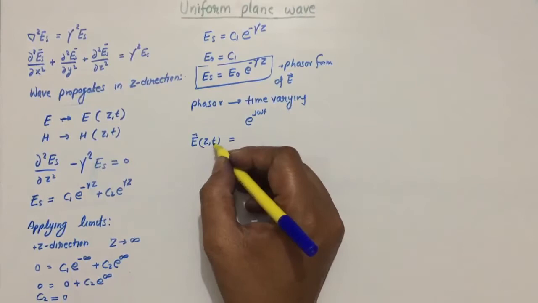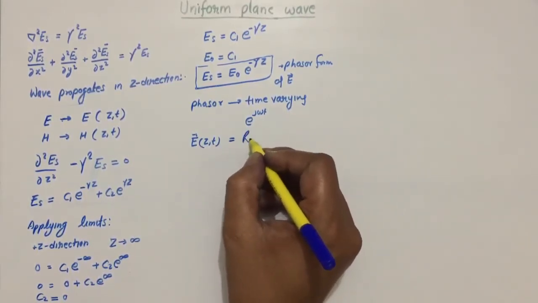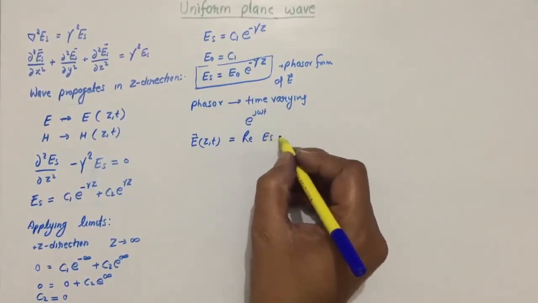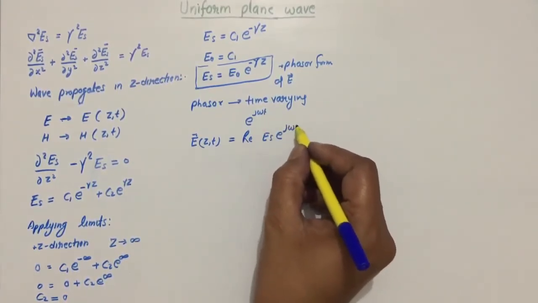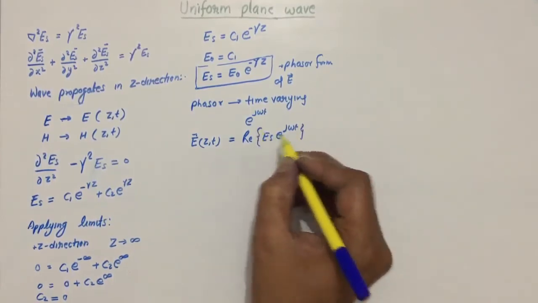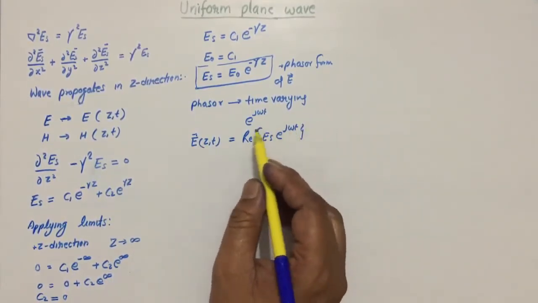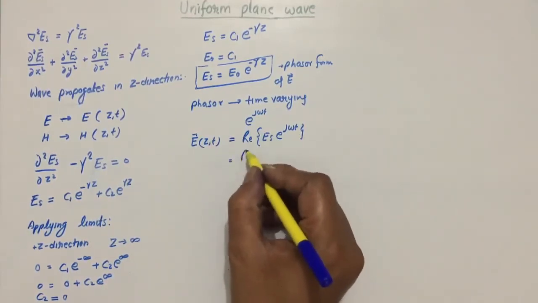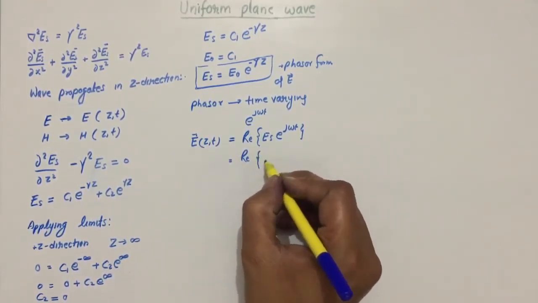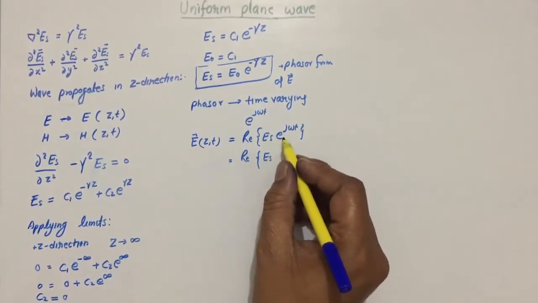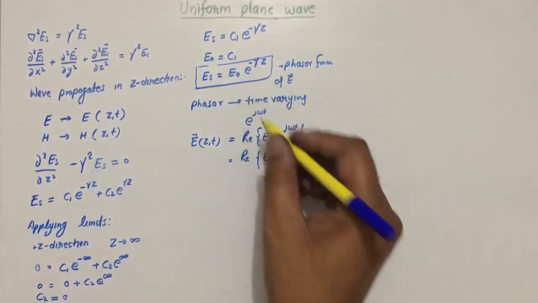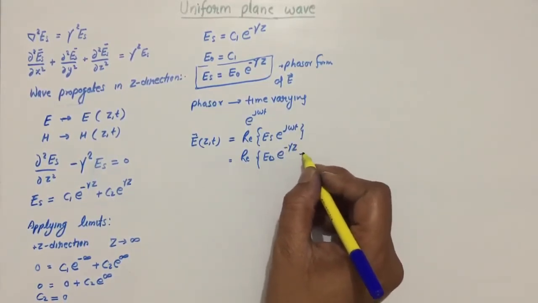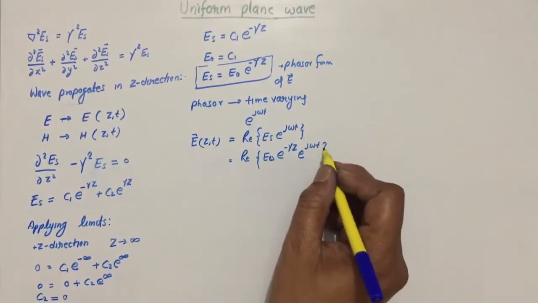Here time variation is also there. So the real part of E is e to the power j omega t. This will be the time varying electric field. So the real part of Es can be written as E naught e to the power minus gamma z e to the power j omega t from here.